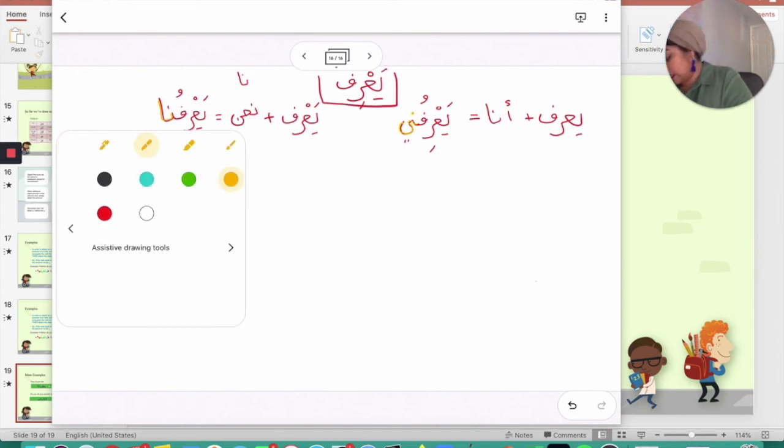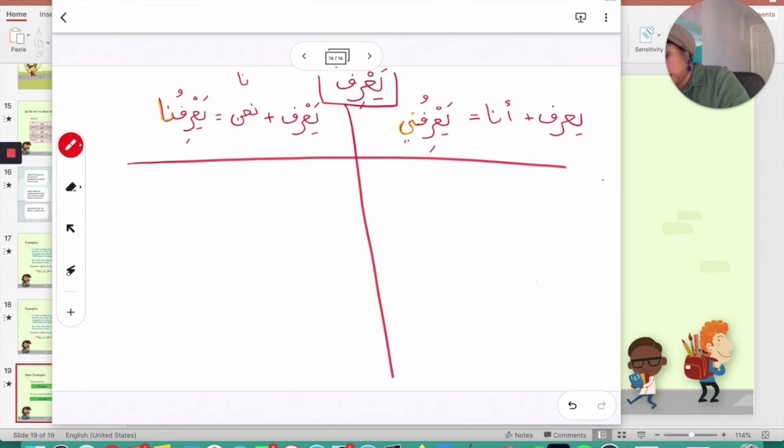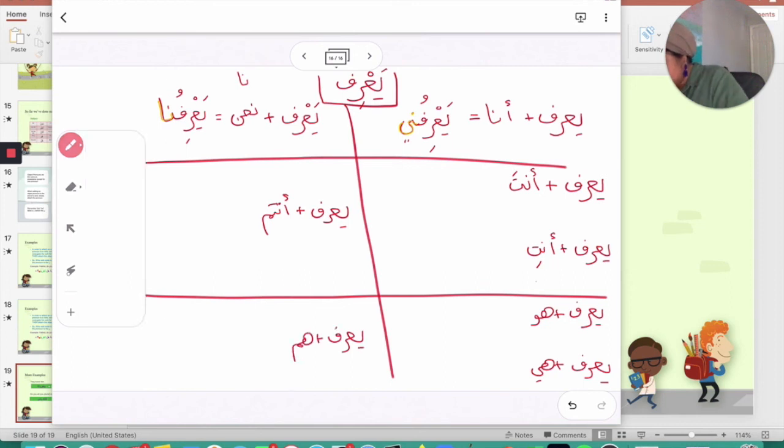So what I want you to do now is you're going to take the same formula. You're going to take يعرف plus أنت. يعرف plus أنت. يعرف plus أنتم. يعرف plus هو. يعرف plus هي. يعرف plus هم. So pause the video and come back.